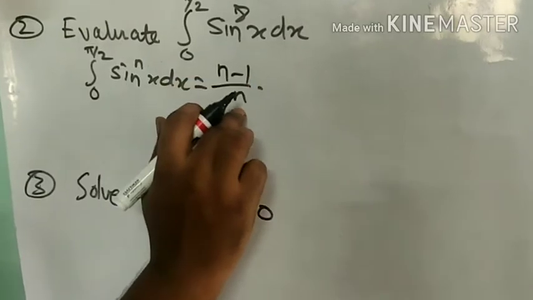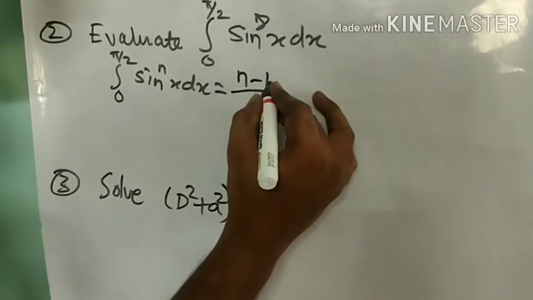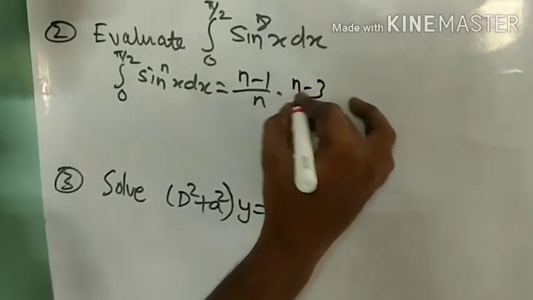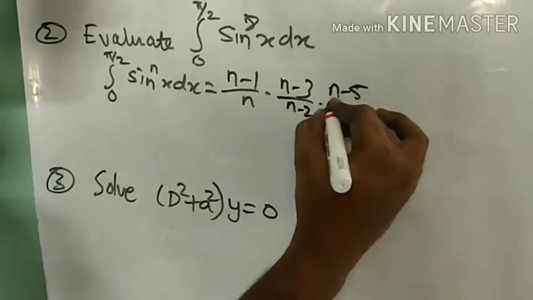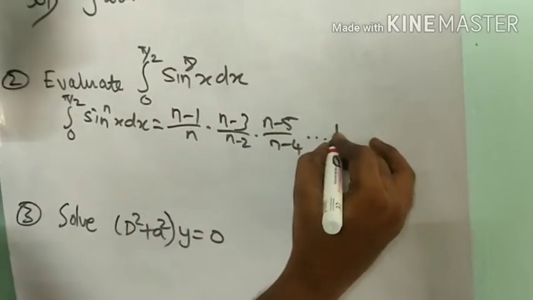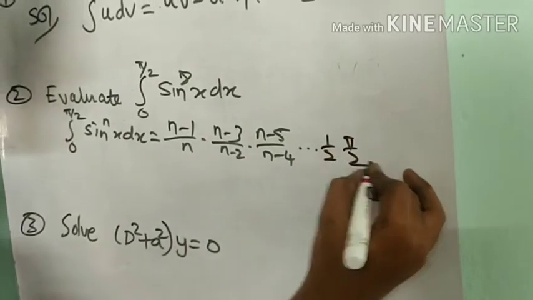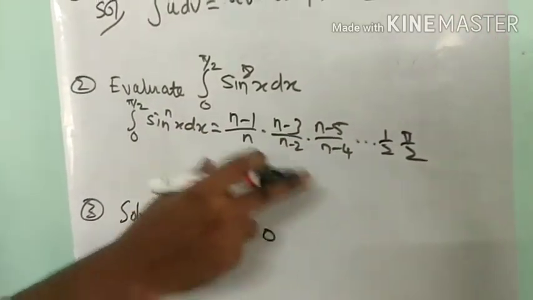n minus 1 by n. Now in the numerator and denominator you subtract 2, that means n minus 3 over n minus 2, and it goes like that, with n minus 5 over n minus 4, again subtracting 2. Lastly, if it is even, you write 1 by 2 and then pi by 2. The last time you write pi by 2. This is the formula, and using it you can do this.